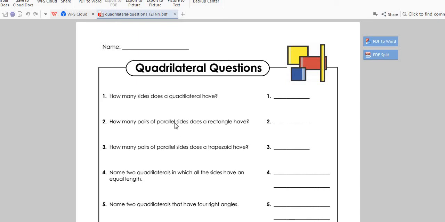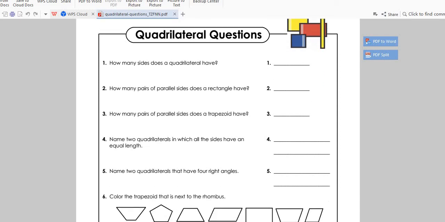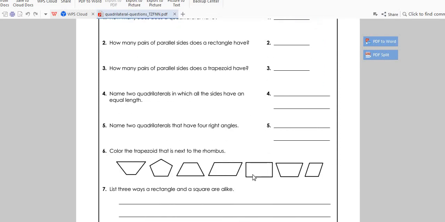Okay. Parallel sides, how many pairs of parallel sides? Pairs here, do you remember pair? Like a pair of socks, a pair of gloves. So, how many pairs of parallel sides does a rectangle have? Just 2. If you see here with me, I have here a rectangle.